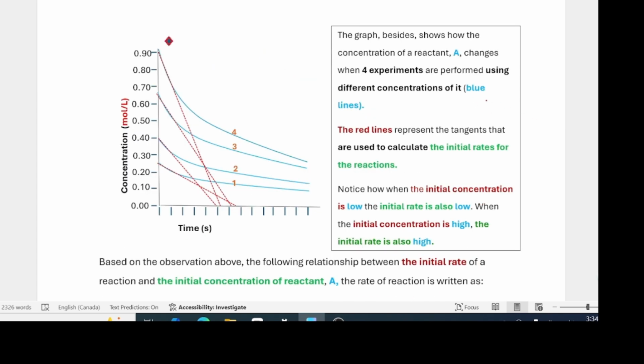The graph beside shows how the concentration of reactant A changes when 4 experiments are performed using different concentrations of it. These are illustrated by the blue lines. The red lines represent the tangents that are used to calculate the initial rates for the reactions. Notice how when the initial concentration is low, the initial rate is also low, and when the initial concentration is high, the initial rate is also high.